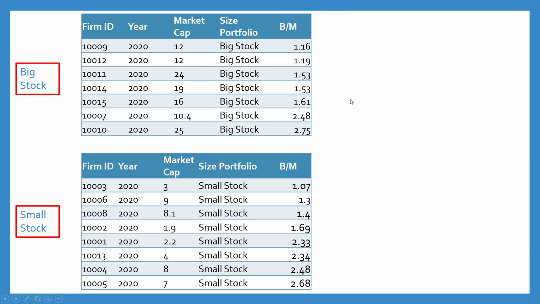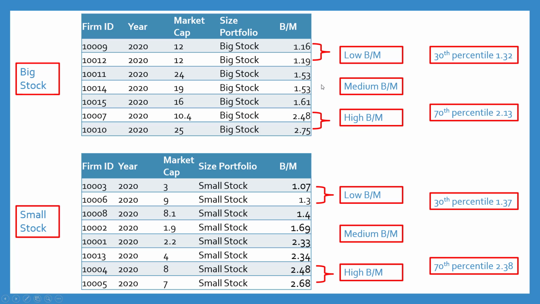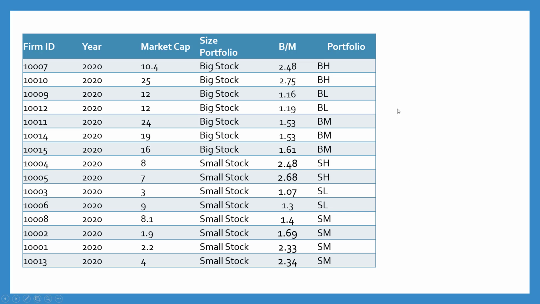So let's take book to market ratio, sort them and divide them on the basis of the 30th percentile separately, because this is bivariate dependent sorting. So we would have the low book to market ratio, we would have the 70th percentile, we would have high book to market ratio, and the rest would become medium. We would do that in the same manner for the small stocks. Then we would have these BH, BL, BM, SH, SL and SM portfolios. So we have 2 portfolios on the basis of size and 3 portfolios on the basis of book to market ratio. So we have 2 times 3, 6 portfolios.